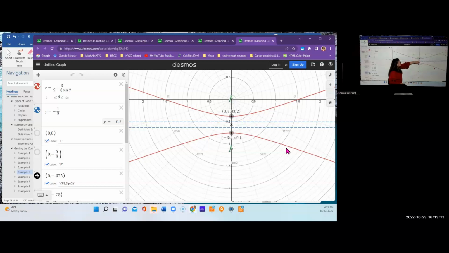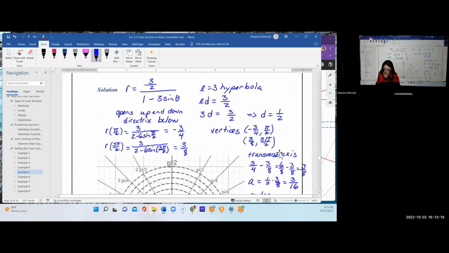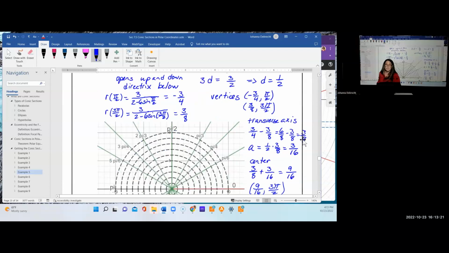Now I can take the 3/4 and subtract 3/8. And when I do that, I come up with 3/8. So the entire length between the two vertices is 3/8. Now A is half of that, so it would be half of 3/8, or 3/16.